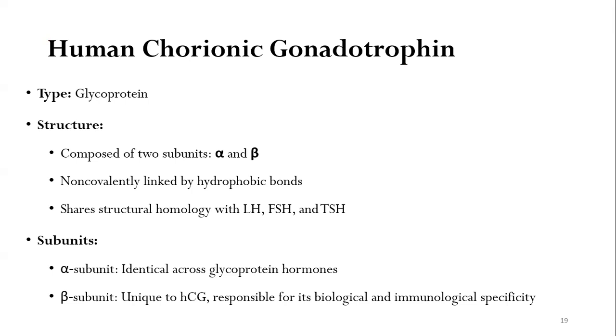This human chorionic gonadotropin, or HCG, is a glycoprotein. It is composed of two subunits, alpha and beta. Both the subunits are non-covalently linked by hydrophobic bonds. So this is important: they are non-covalently linked by hydrophobic bonds. And HCG has a lot of structural homology with other hormones such as LH, FSH, and TSH. The alpha subunit is identical across all the glycoprotein hormones, so this alpha subunit is identical with LH, FSH, and TSH. The beta subunit is unique to HCG, and this beta subunit is responsible for its biological and immunological specificity.